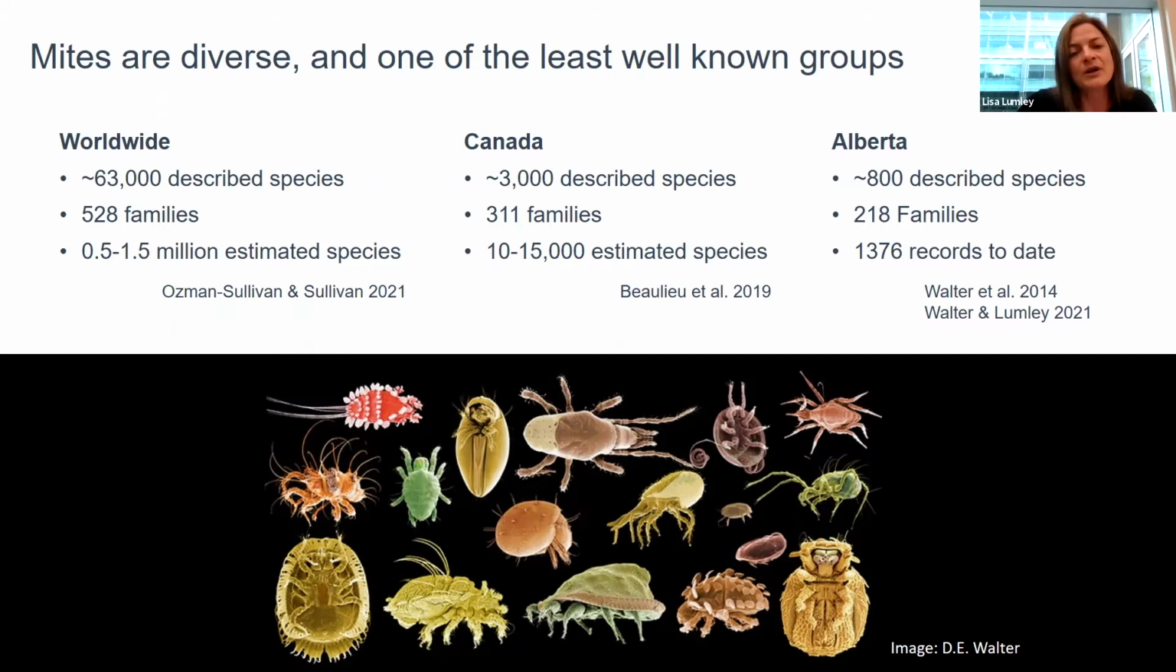In Canada, we're at about 3,000 described species from 311 families. If you take the lowest estimate of 10,000, that's about 30% described. In Alberta, fresh off the press, we know that there are about 800 described species from 218 families. We haven't done an estimate yet, but we know that there are 1,376 records to date, which includes both undescribed species and a lot of records that are still at genus or family level. So we know that those numbers are still going up from what we currently know today.